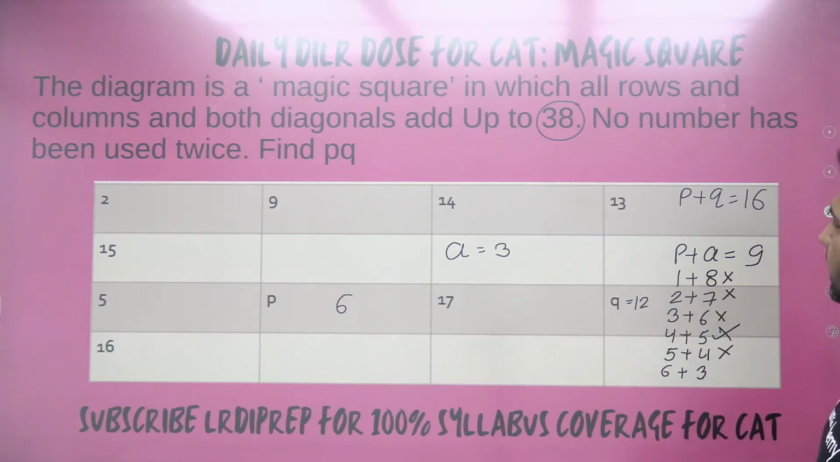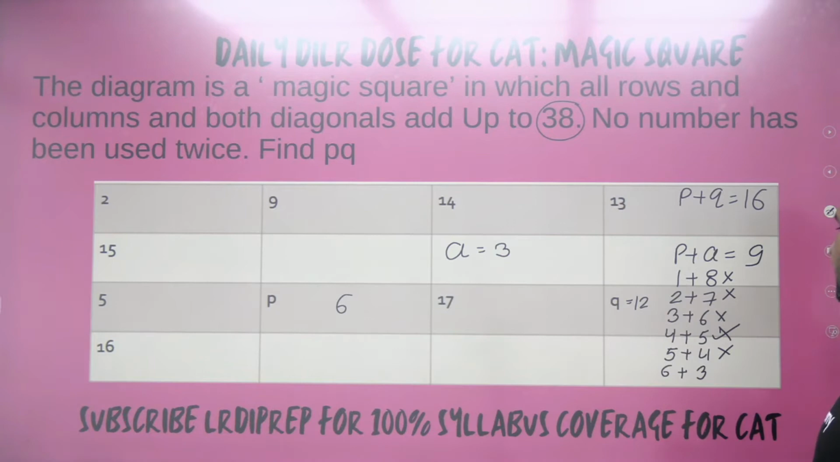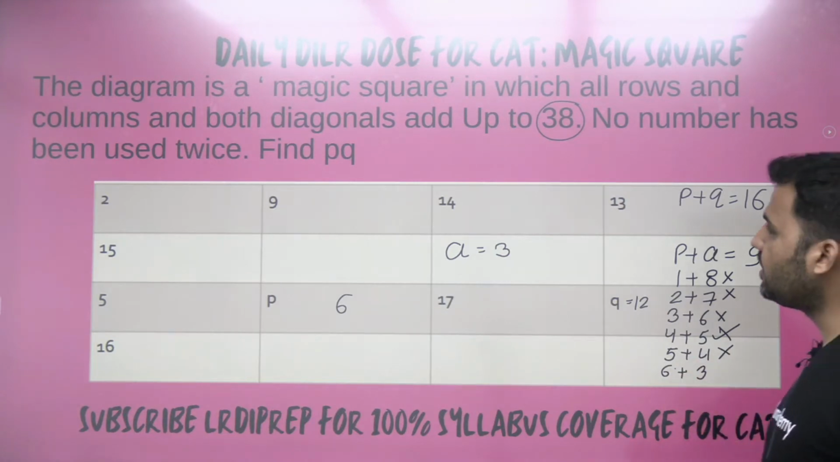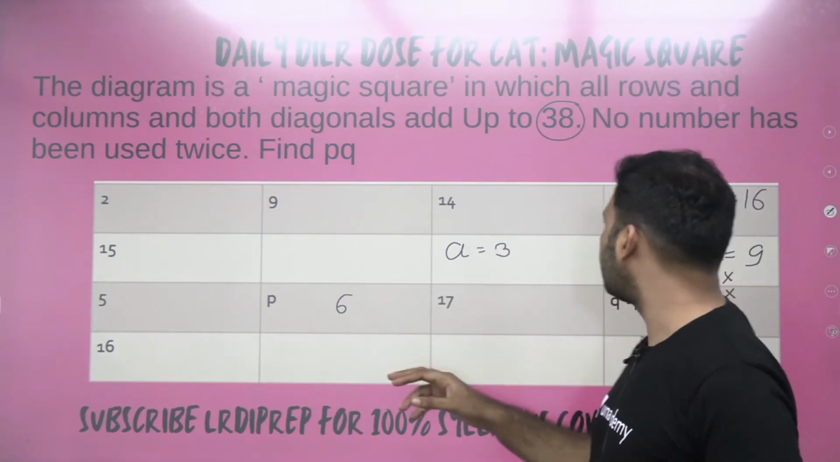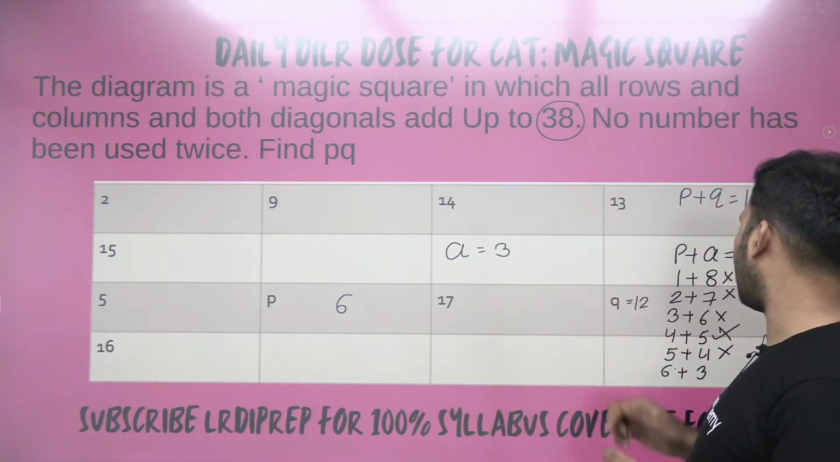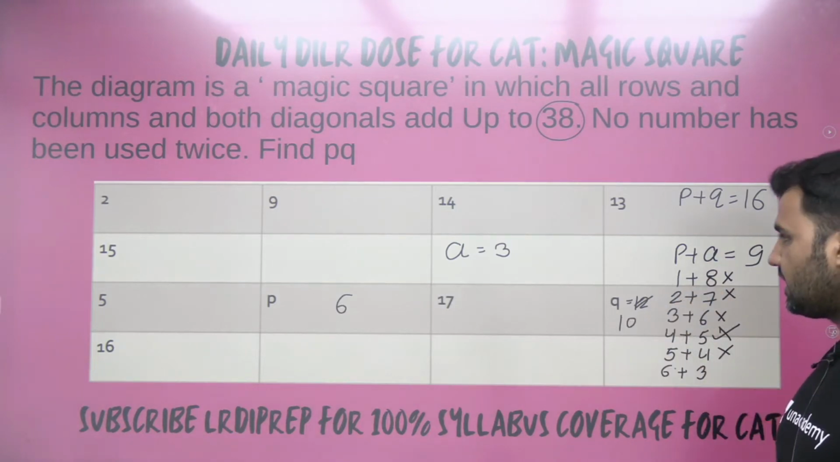P plus A has to be 9. 16 plus 6, 22 plus 3, 25 plus 13, 38. If P is 6, A has to be equal to 3 here. Now A is 3, right? Now in this case you see that if P is 6, then I'll have to use Q as 10. In that case Q will be 10, right?